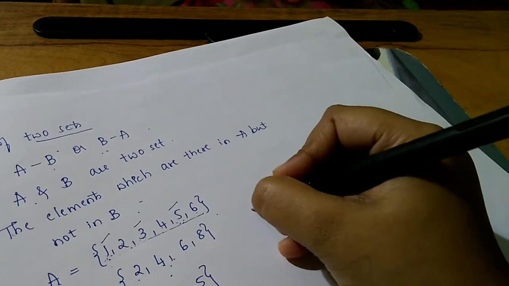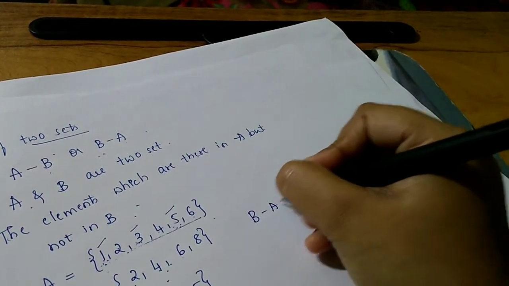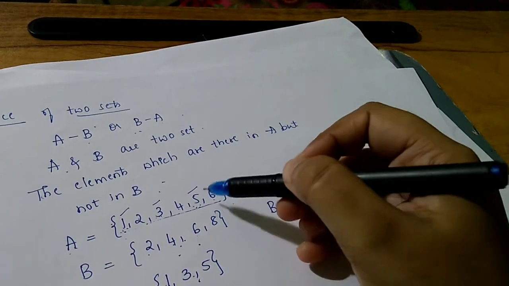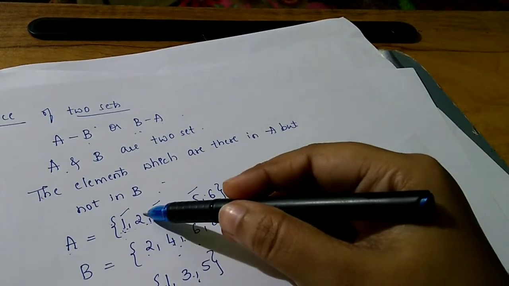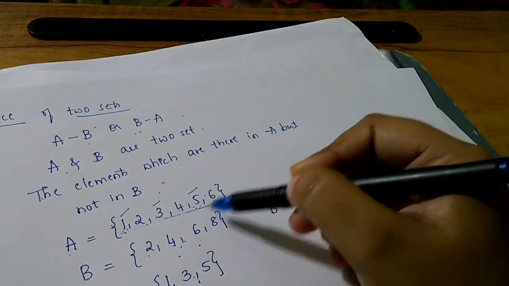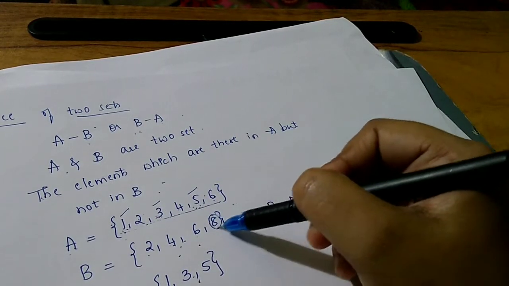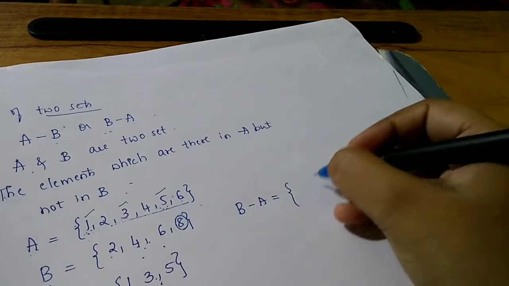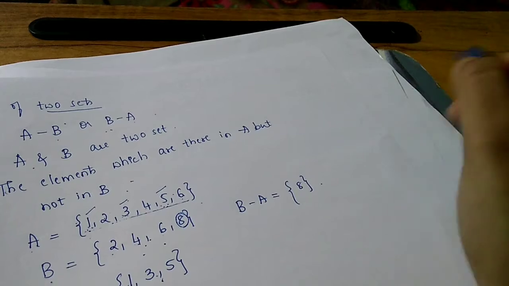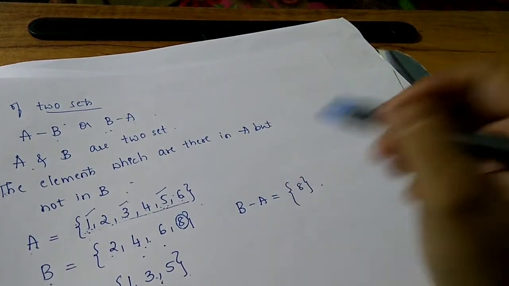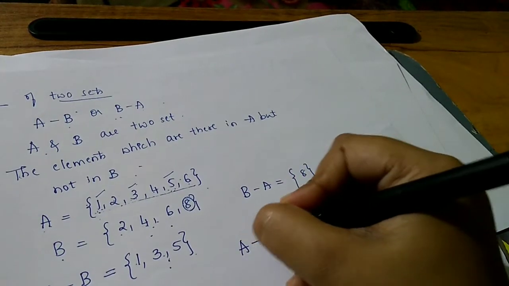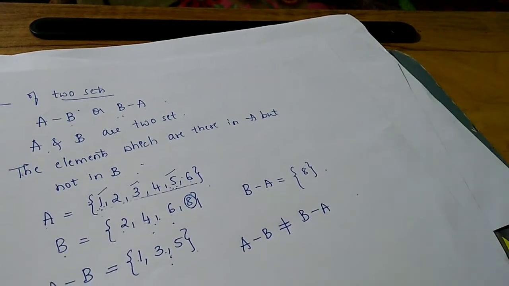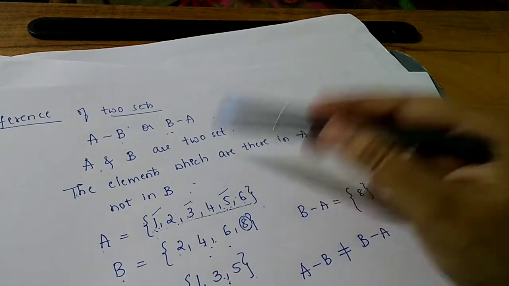Suppose if you want to write B minus A, then what can you write? The elements which are there in B but not in A. 2, it is present. 4, present. 6, present. But 8 is an element which is there in B but it is not present in A. So B minus A will be equal to {8}. So in this you cannot apply the commutative property. Here A minus B will not be equal to B minus A. So this is regarding difference of sets.